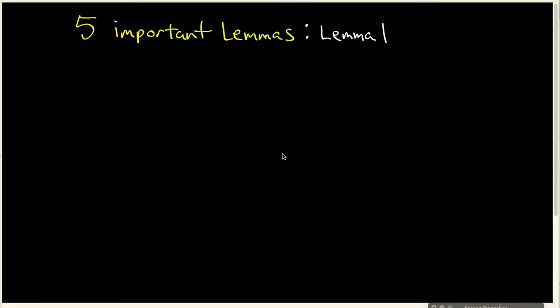In this video, we're going to start looking at a series of 5 important lemmas. By the end of these 5 important lemmas, we will be able to show that the textbook's definition of group and the definition of group that I have introduced and am using are actually logically equivalent to each other.